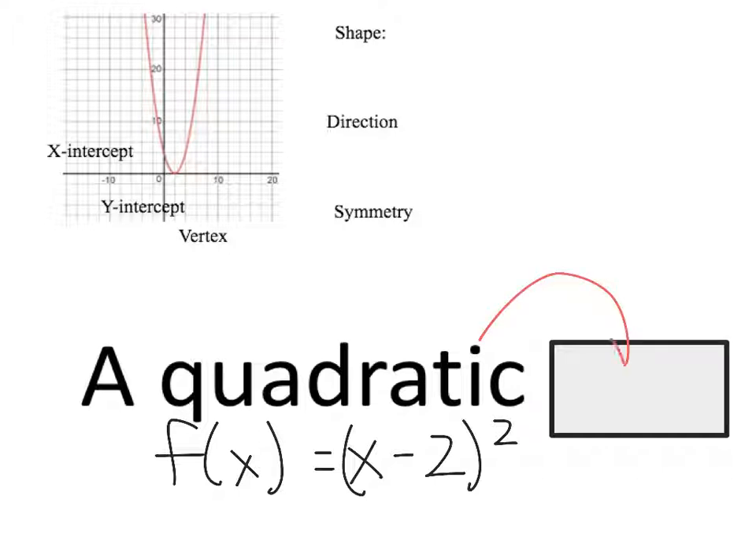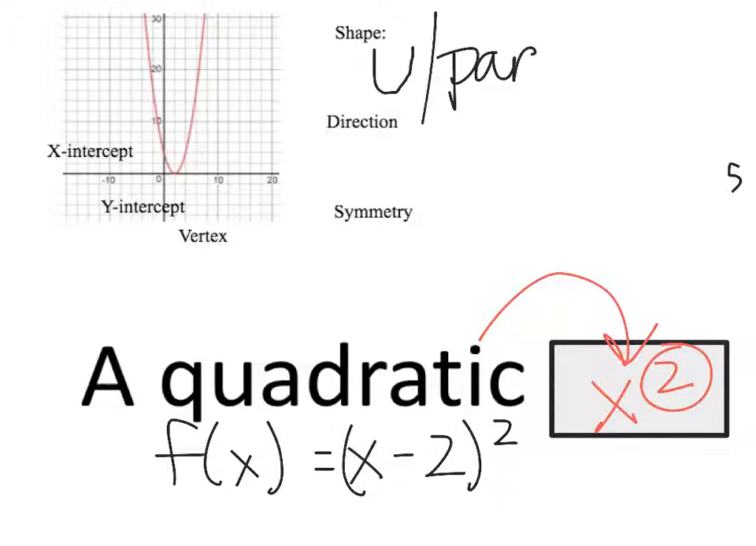Quadratic functions always have some sort of x squared in them. It's the highest degree, degree being the little exponent. Quadratics have a shape of a U, but it's a special name. It's called a parabola. The direction of this particular one is heading up. There is symmetry, and where is the symmetry? We're going to go ahead and look at that.